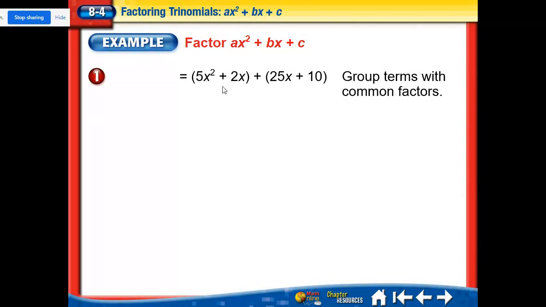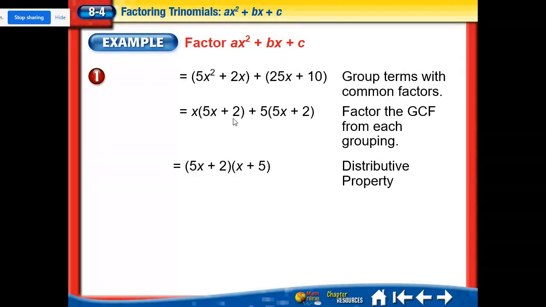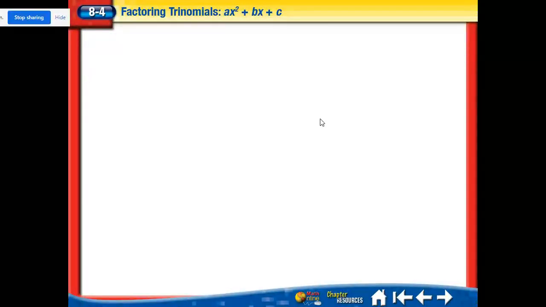Now we go ahead and group it, first two, last two. What factors out of this? x does. What factors out of this? 5 does. So x comes out, 5 comes out there. Again, a checking point here is that those two are the same. If they're not, we've done something wrong. 5x plus 2 is one side, and the other one is x plus 5. So it's kind of a grouping and a find the product and the sum.